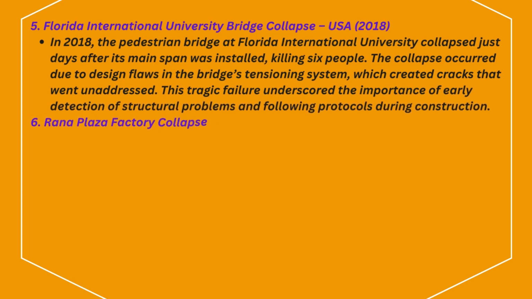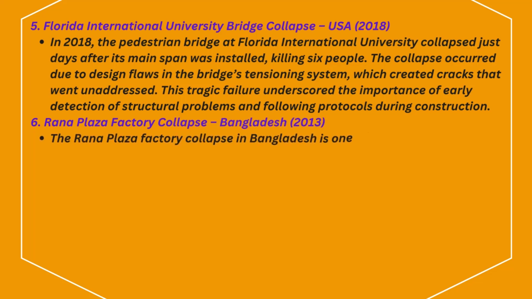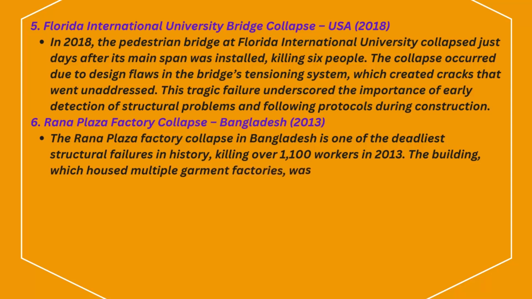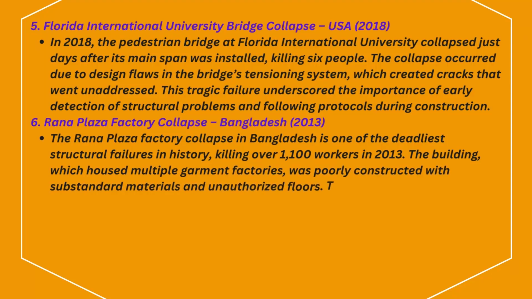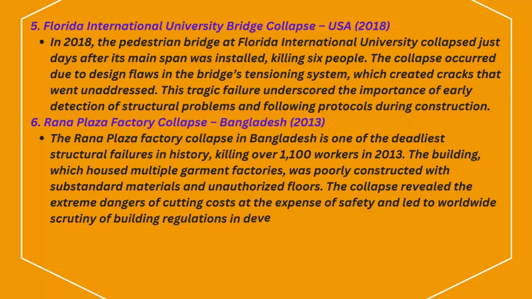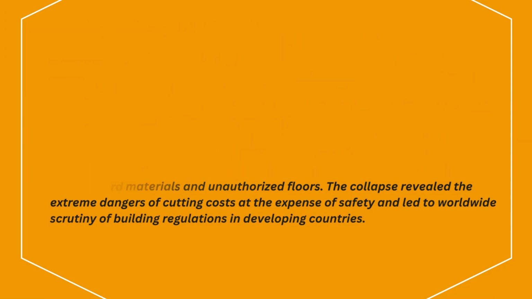6. Rana Plaza Factory Collapse, Bangladesh, 2013. The Rana Plaza factory collapse in Bangladesh is one of the deadliest structural failures in history, killing over 1,100 workers in 2013. The building, which housed multiple garment factories, was poorly constructed with substandard materials and unauthorized floors. The collapse revealed the extreme dangers of cutting costs at the expense of safety and led to worldwide scrutiny of building regulations in developing countries.